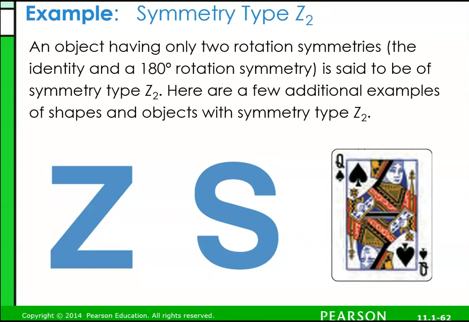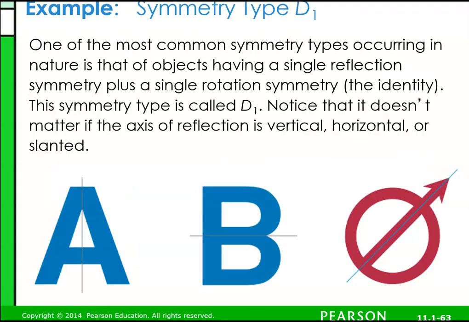More examples here with Z sub 2, 180 and 360: the letter S, the letter Z, and you can see the card there, the Queen of Spades. Let's look at a couple other examples of some of these D1s, Z1s, that type of thing. Symmetry of D1.